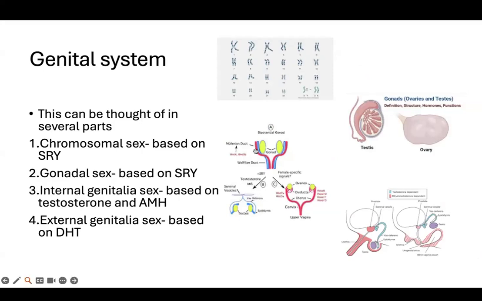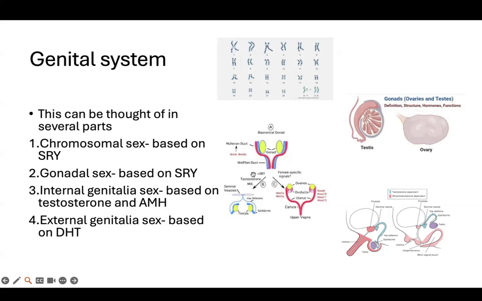So to begin with, we've got two ducts, of which one will go on to develop into the female reproductive system, which is the Mullerian duct. And we've got the Wolffian duct, which continues to become the male reproductive system. Now, the presence of SRY essentially results in the maintenance of the Wolffian duct, and it produces anti-Mullerian hormone, as a result of which the Mullerian duct itself is disintegrated, resulting in only the Wolffian duct remaining and further developing into the male reproductive system.